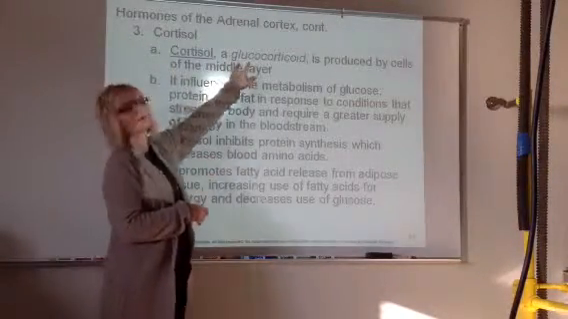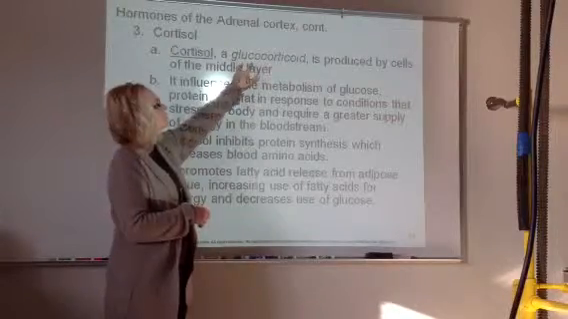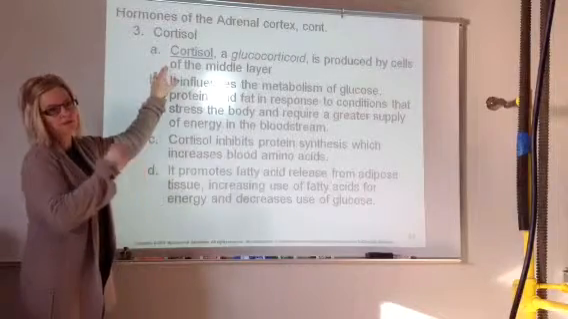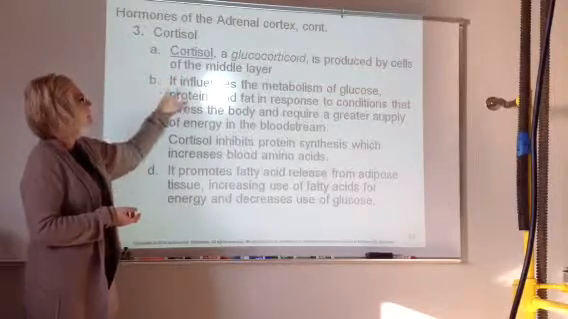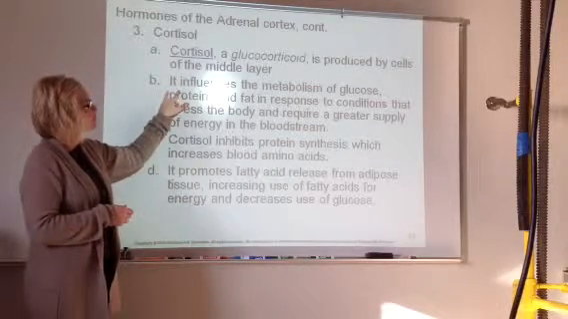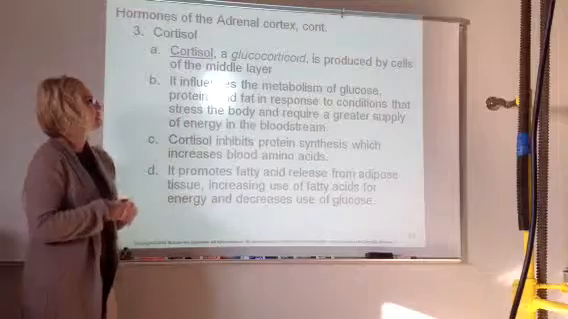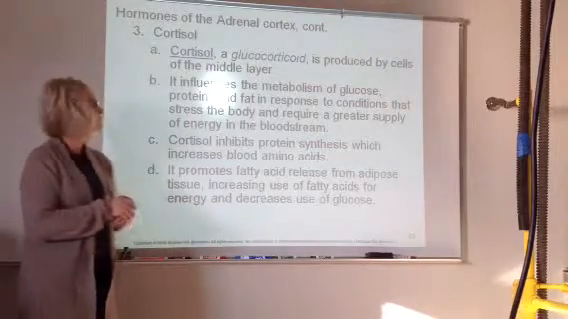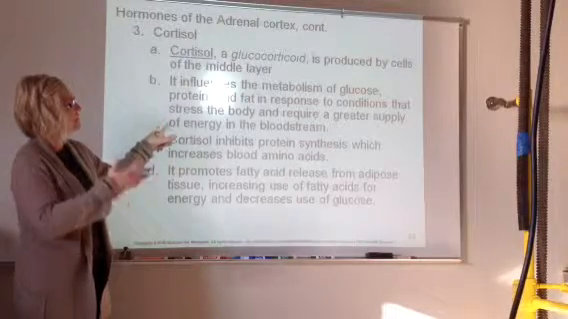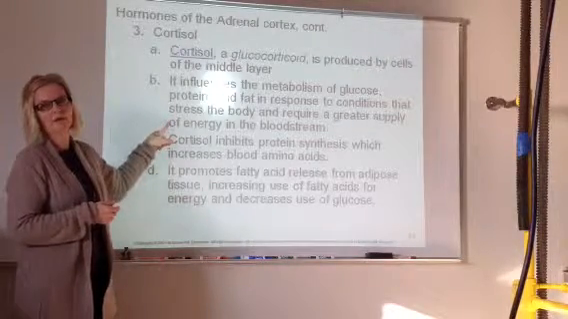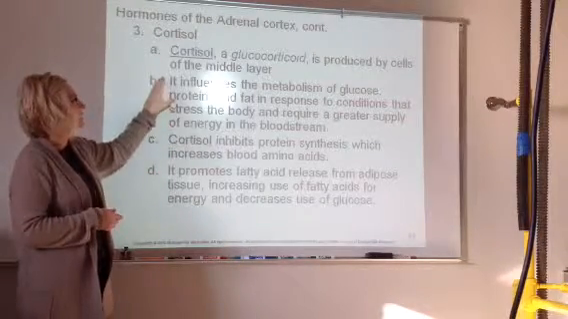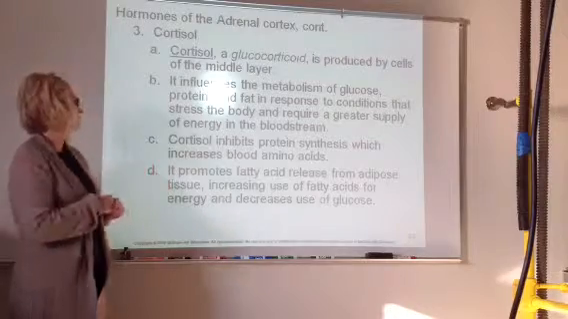Cortisol, a glucocorticoid, more of a sugar, is produced by cells in the middle layer of that cortex. It influences the metabolism of sugar. So the breakdown of sugar, protein, and fat. It's sometimes related to things with stress, and it's going to go into effect when you need a greater supply of energy. So when you're exercising, your cortisol levels will fluctuate.